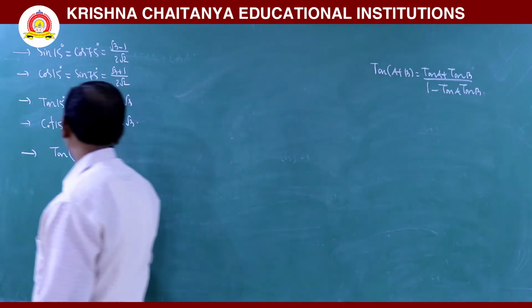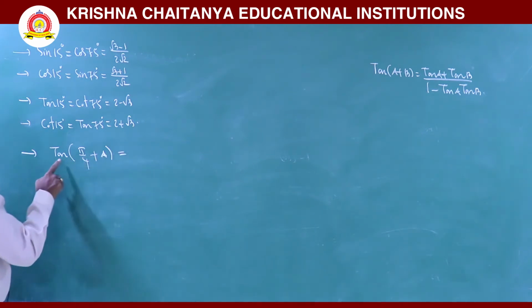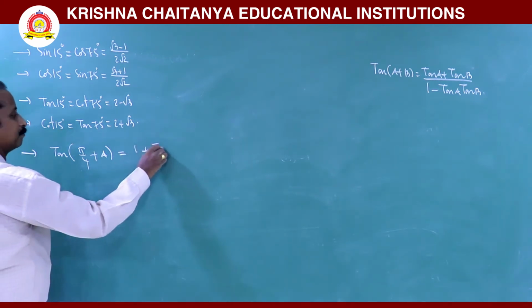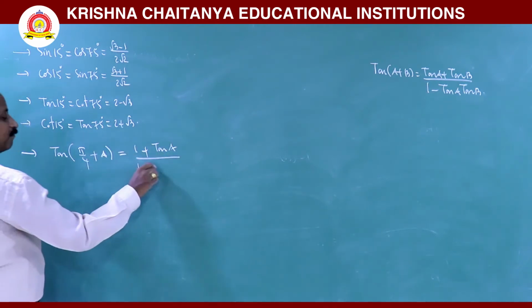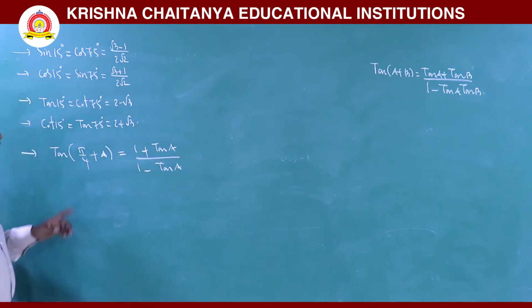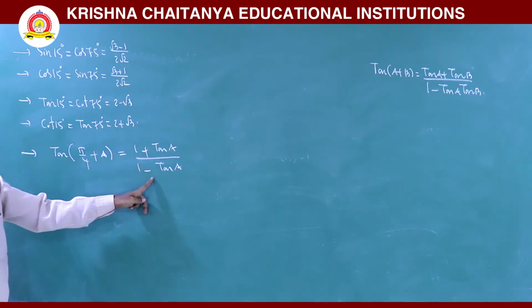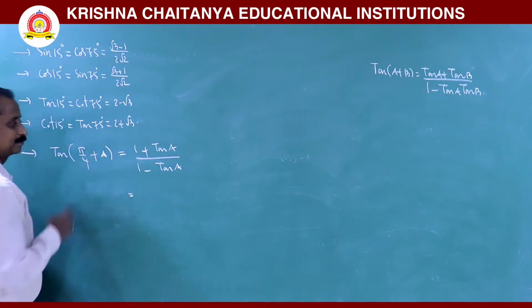Using the formula, we can derive tan (45 plus a) in different ways. Tan 45 means 1, tan b means tan a, so it is 1 plus tan a divided by 1 minus tan 45 into tan a, which means 1 into tan a. So anywhere 1 plus tan A by 1 minus tan A is there, we can replace it by tan of (45 plus A). We can write it in another way.